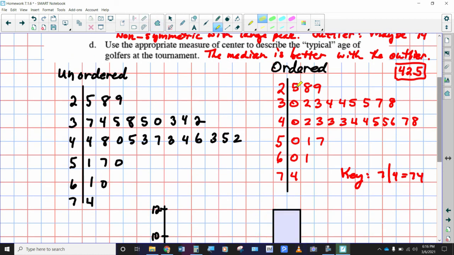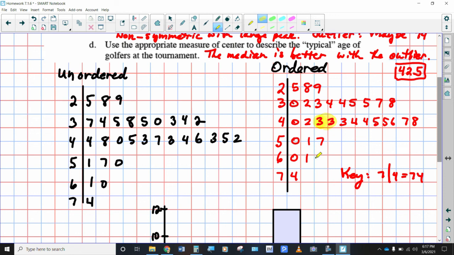Well, how many total ages do we have? 1, 2, 3, all the way up to 30. So find the 15th number in this sequence. 1, 2, 3, up to 15. Go backwards. 1, 2, 3, up to 15.